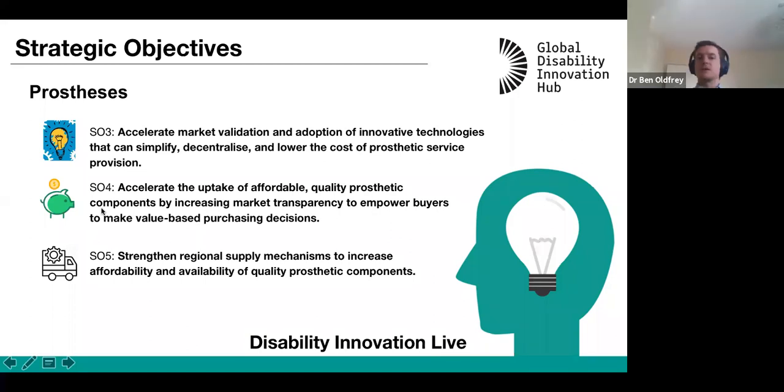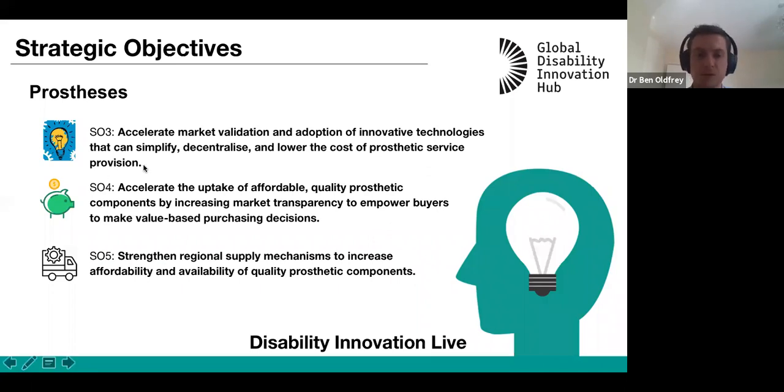Thanks. So number 3, on innovation. Increase in market validation of new technologies, particularly ones that could simplify, decentralize, and lower the cost of provision. Number 4, around affordability, increasing the uptake of lower cost components by making it transparent what the quality level of these are, to empower both the buyers but also clinicians in place so that they can make more informed decisions. And number 5, around supply chains.